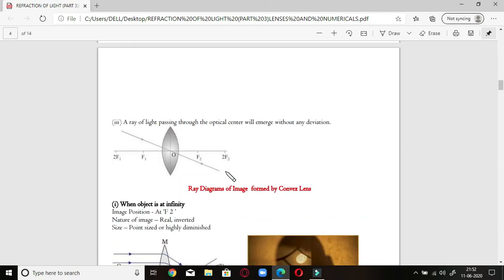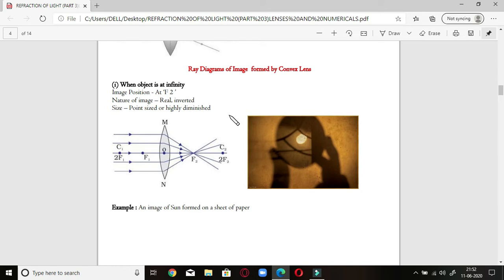Third is that a ray of light passing through the optical center will emerge without any deviation. So when you show a ray of light passing through the optical center, there is no deviation at all. So we will use these three criteria only, and we'll make diagrams. Let us see ray diagrams, and you know, these are very simple as compared to those of spherical mirrors.